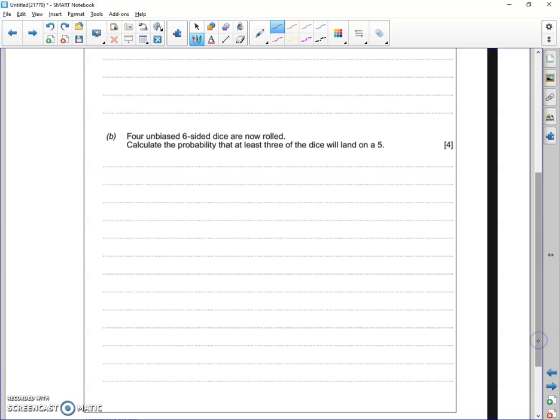Part B, 4 unbiased six-sided dice are now rolled. So we've gone up to 4, so that's going to be 4 fractions. Calculate the probability that at least 3 of them will land on a 5. So at least 3. So if we say 5 is a 5 and n is not 5, the combinations that would work are all 5s. So 5, 5, 5, 5 with and, so times in.